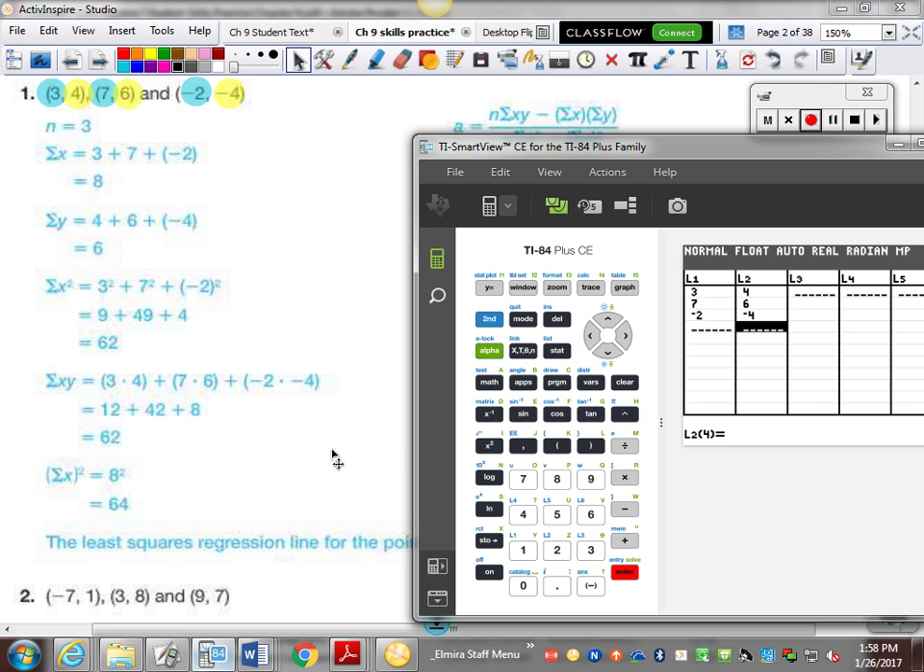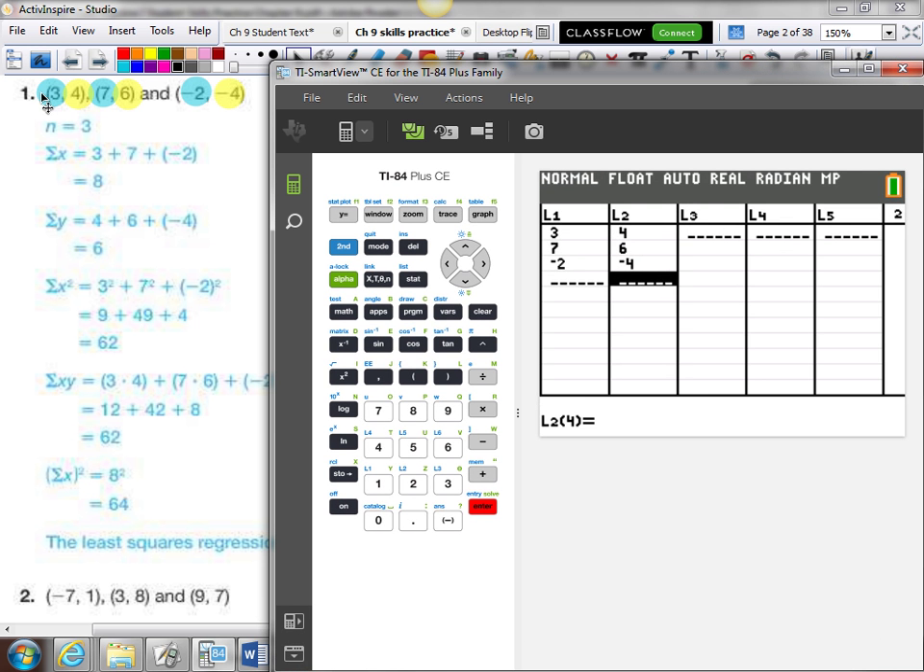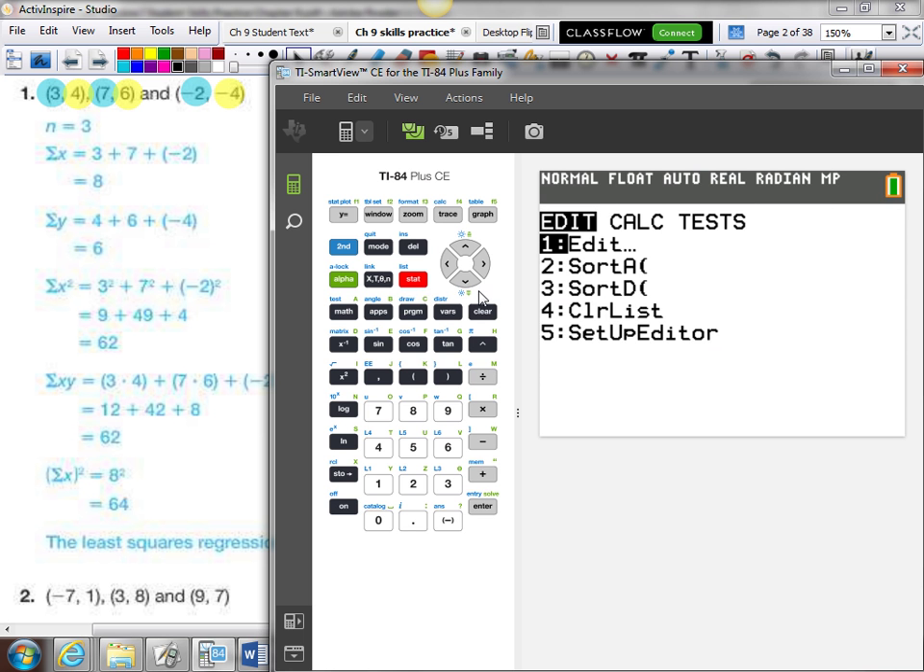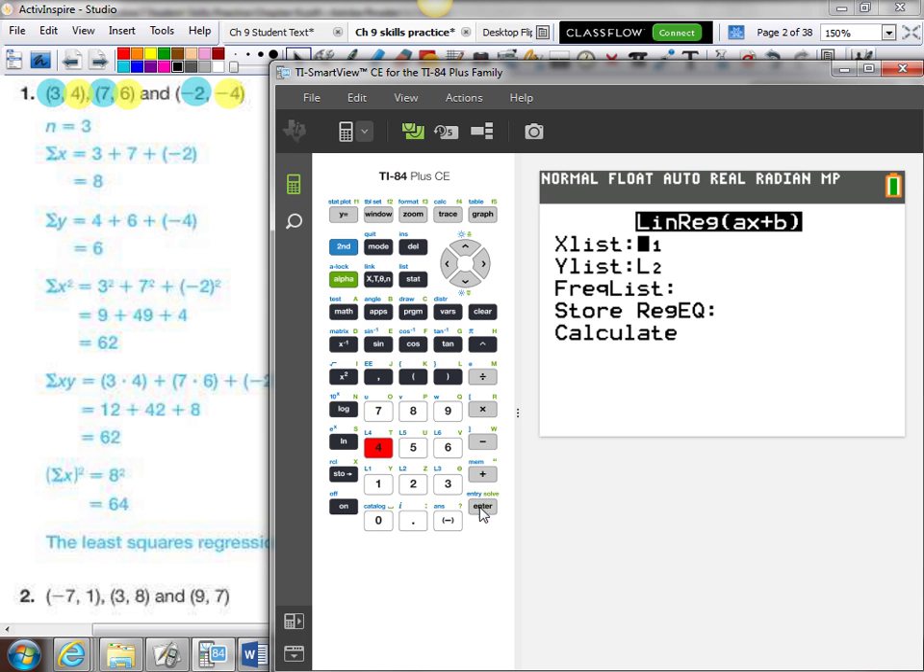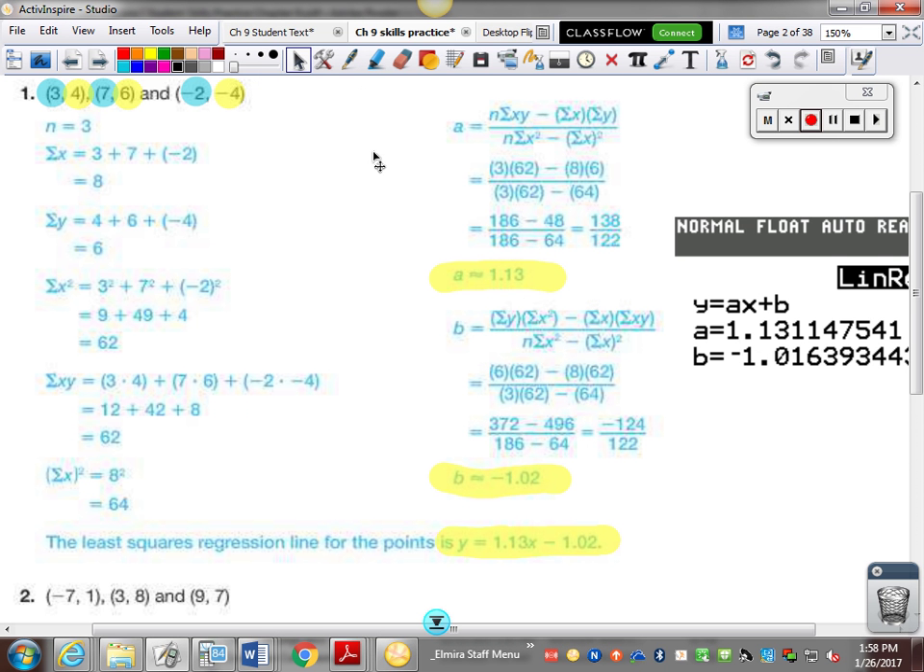So what I want to show you is that we're going to use our calculator to do this for us. When we're given things in coordinate pair form, remember that 3, 7, and -2 are x values, and they go in your L1. 4, 6, and -4 are y values, and they go in your L2. So make sure you're putting them in your calculator correctly. Then stat, calc, linear regression. You'll notice that they get the same A as your calculator, they get the same B as your calculator, and we can write the same equation using the calculator and not have to do all of this by hand. You are never going to be asked to do that by hand on your regents. So don't worry about that.